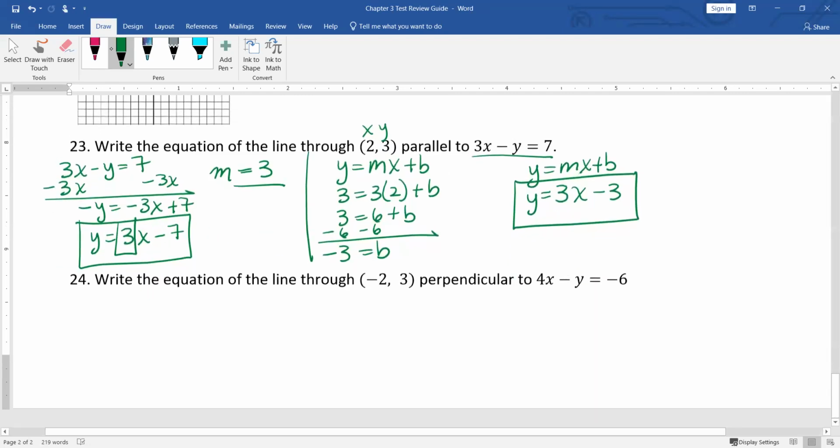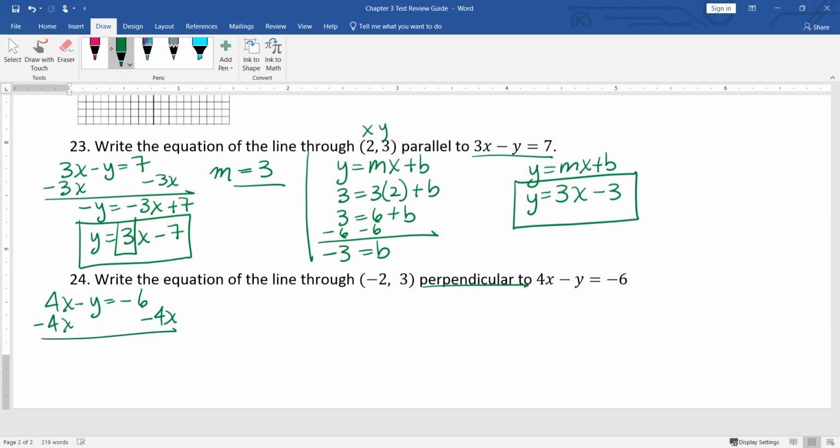All right, perpendicular also tells us something about the slope. So I need to look at the slope of my original linear equation, 4x minus y equals negative 6. I subtract the 4x from both sides, and I have negative y equals negative 4x minus 6. They're all negative. I want them to be positive, so I divide everything by negative 1. I get y equals 4x plus 6. So in this case, the slope of my original linear equation is 4.